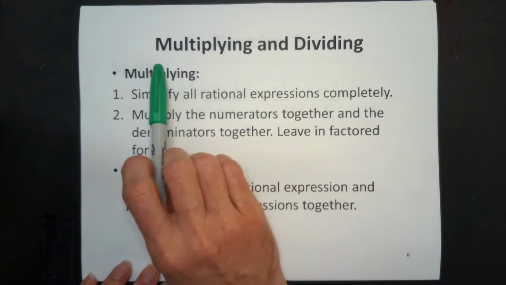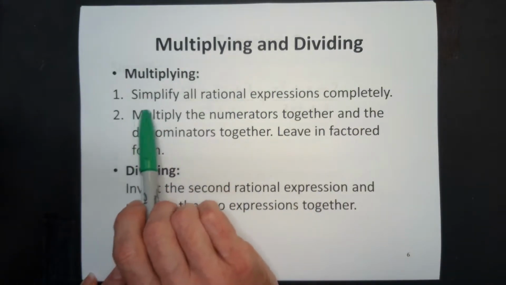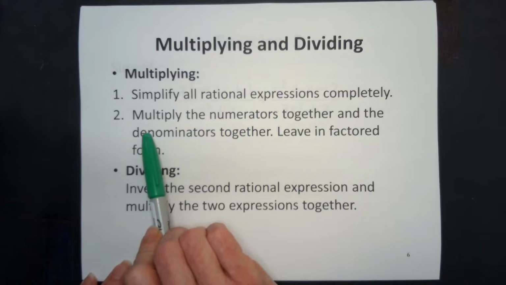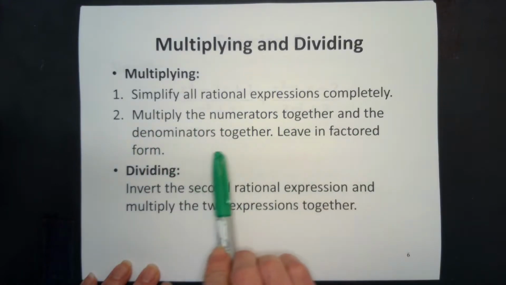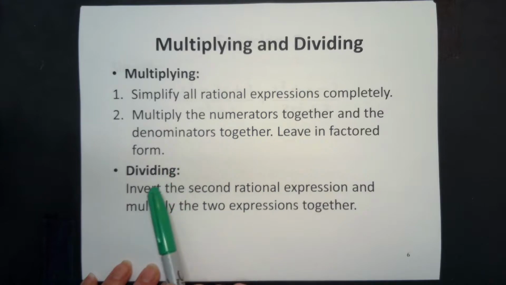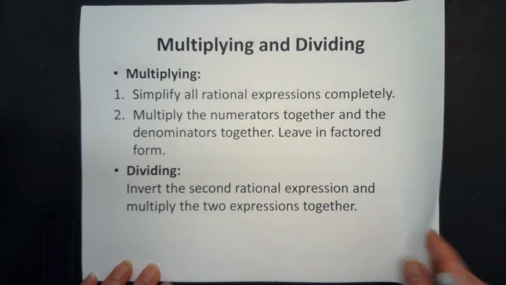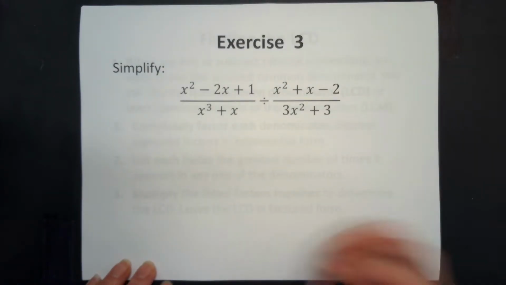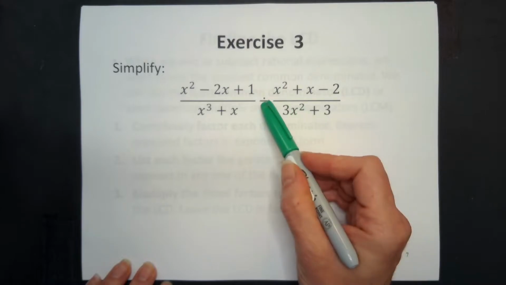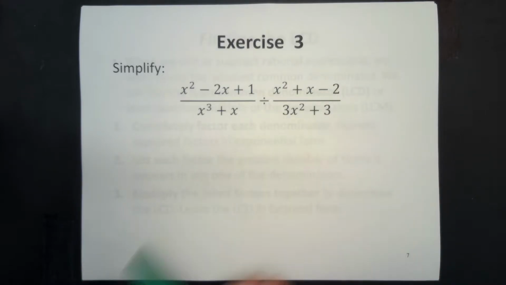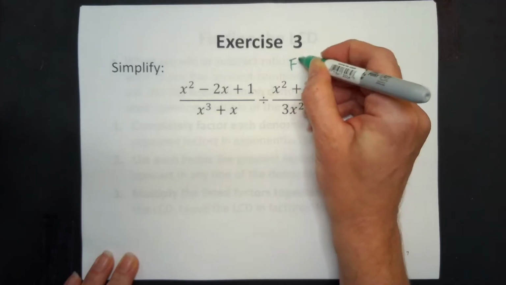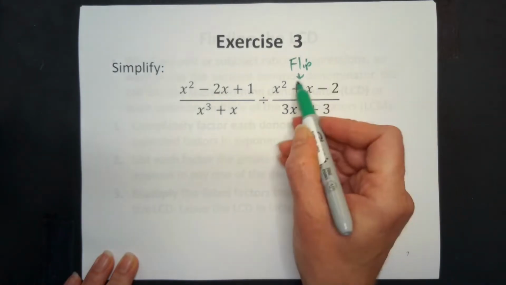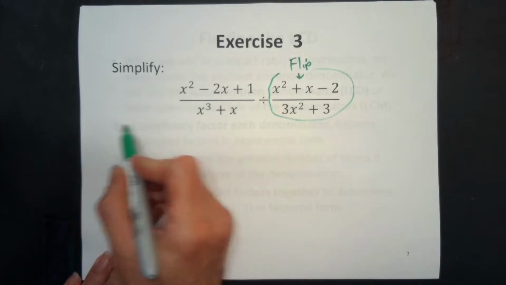All right. Multiplying and dividing. So multiplying is simplifying all the rational expressions completely, multiplying the numerators together and the denominators together, and leaving in factored form. Dividing, we invert the second fraction, the second rational expression, and multiply the two expressions together. So we just kind of went straight to division, because division is the same thing as multiplication, only with the additional step of flipping this fraction, the second fraction right here, because it's after the division symbol.